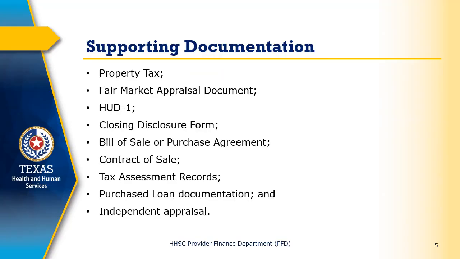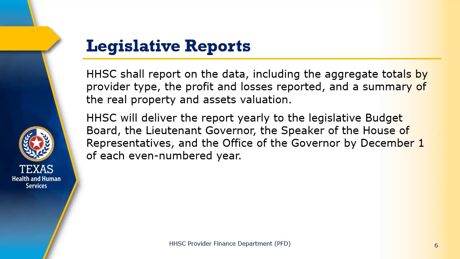Supporting documentation. Providers will be required to provide supporting documentation within the cost report. The following is a list of documents that can support the fair market value on January 1st and asset information: property tax, fair market appraisal document, HUD-1, closing disclosure form, bill of sale or purchase agreement, contract of sale, tax assessment records, purchased loan documentation, independent appraisal.